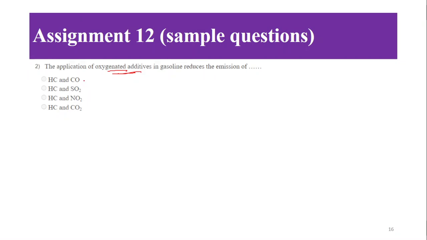So the correct answer here is hydrocarbon and carbon monoxide. If you add oxygenated elements in the gasoline, so oxygenation of HC and CO is suitable for the reduction of emissions. So HC plus O2 can give us CO2 plus H2O, and CO plus O2 gives us CO2. So these are lesser toxic pollutants, and this is not a balanced equation. Kindly balance it. So HC and CO.